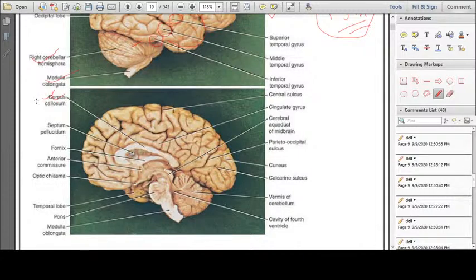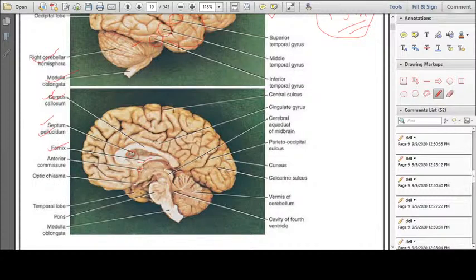Corpus callosum is basically a structure that connects the two hemispheres of the brain. This is the structure when we cut the brain from the middle, and the corpus callosum looks like this. Just below the corpus callosum there is something called the septum pellucidum, this black structure. Below the septum pellucidum is the fornix. This one is the fornix, and this one is the anterior commissure.